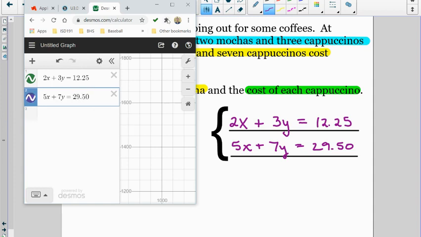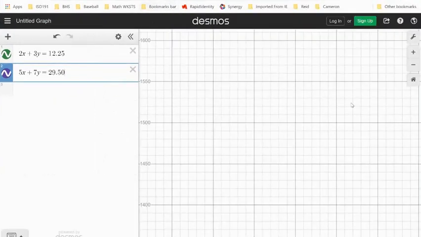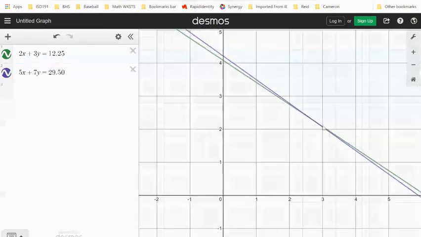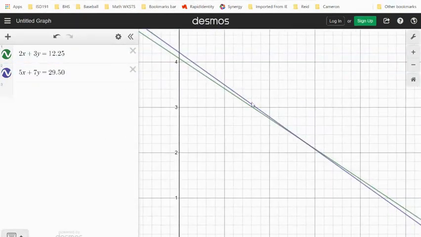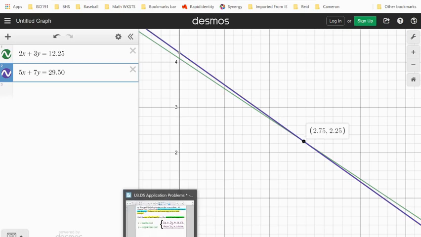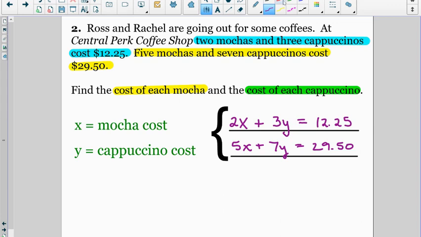All right, let's make it bigger so we can see the graph. Let's go back to the main zoom. All right, and kind of see what's happening here. Click on a line, and it looks like the 2 lines are intersecting right there. 2.75 and 2.25. And you might be thinking, wait a minute, how is it 2.75 mochas and 2.25 cappuccinos? But you have to remember, X and Y didn't represent the number of cappuccinos and mochas. It was the cost of each one. So 2 3/4, 2.75 was the value of X.